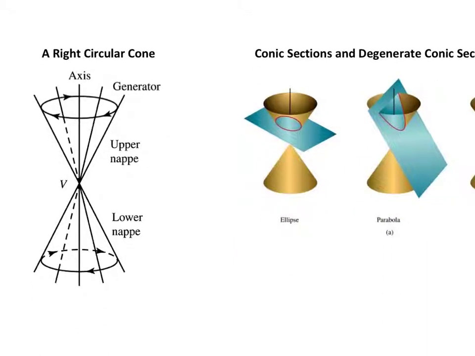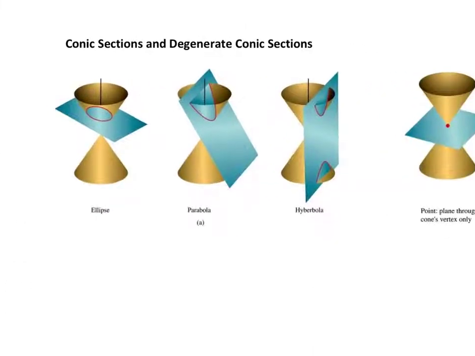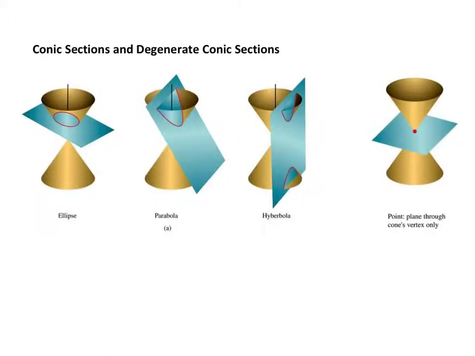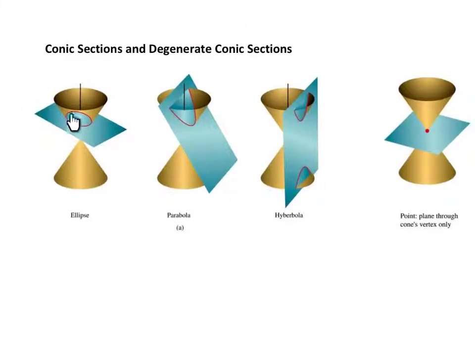Okay, the conics are formed by cutting through this cone here. So a right circular cone, the axis, the generator, the upper nappe, the lower nappe. Now, look over here. These are all the different ones we're going to be looking at. If you cut diagonally through the top of one of the cones, it's going to form an ellipse. If you cut on an angle through it, it forms the parabola. If you go straight down through it, it's a hyperbola, which is kind of two parabolas opposite each other.